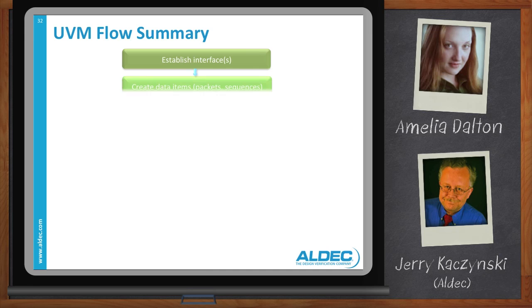Once we have interfaces established, we can start creating data items. And again, bottom-up methodology here works best. So first we define packet type, then we tie packets into sequences, and we can build data hierarchy even further if we need. Okay. Once we have data items, we need sequencer and driver. Sequencer will be just processing sequence item by item, sending those items to driver, and driver will be translating transaction data into signal data.